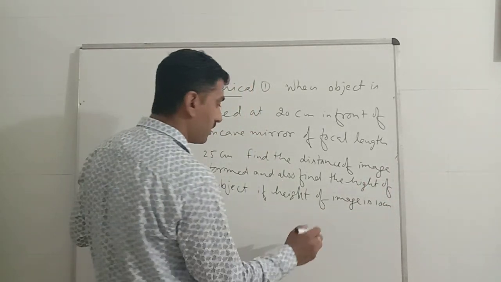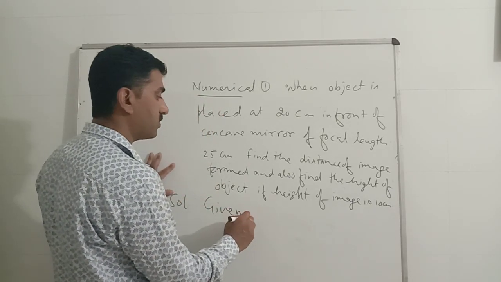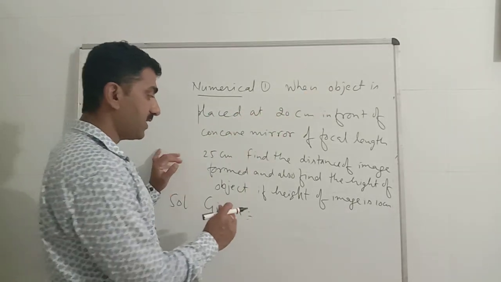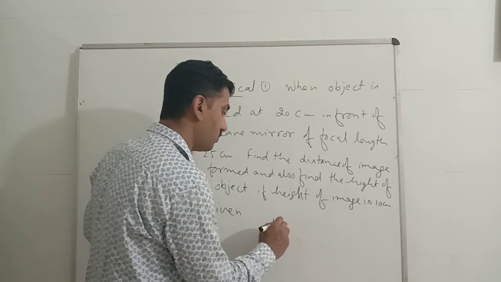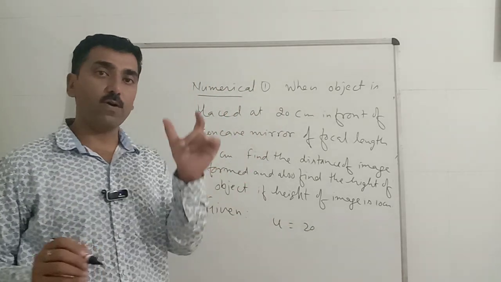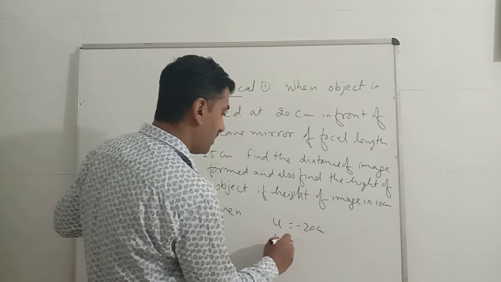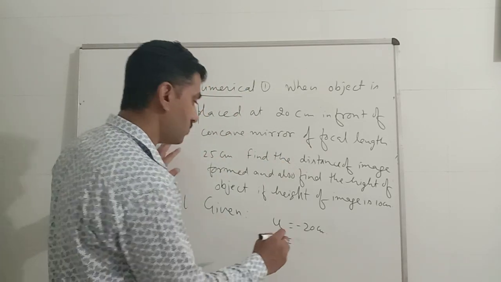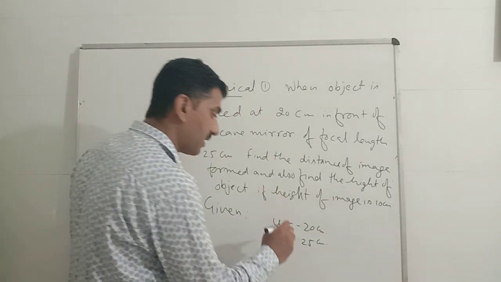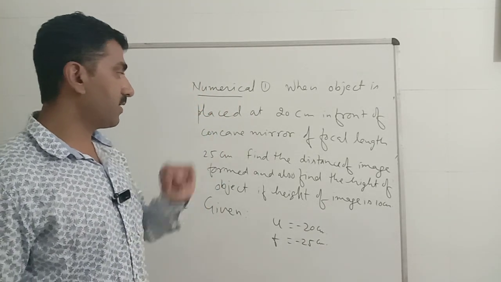Let's solve this numerical. First of all, we have to understand from the question what is given to us. When the object is placed 20 centimeter, object is placed means U. U is equal to 20 centimeter. Here they have given positive, but according to sign convention we are supposed to write it negative. Second, F is given. Focal length is 25 centimeter. This is a concave mirror, and the focal length of a concave mirror is always negative.